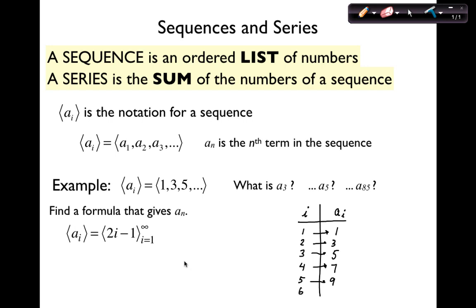So now, what's a sub 85? Now it's easy. You see? What's a sub 85? 169? Piece of cake, right? Fast.